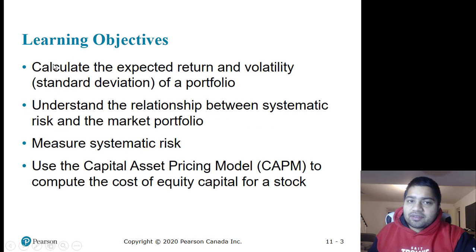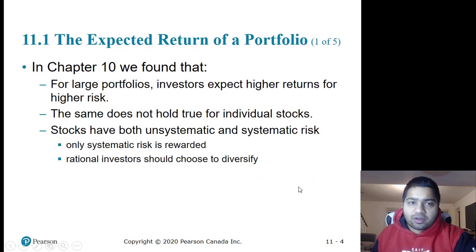So learning objectives: calculate the expected return and volatility of a portfolio, understand the relationship between systematic risk and the market portfolio, measure the systematic risk, that is beta, and use the capital asset pricing model to compute the cost of equity capital of a stock. So it starts with chapter 10.